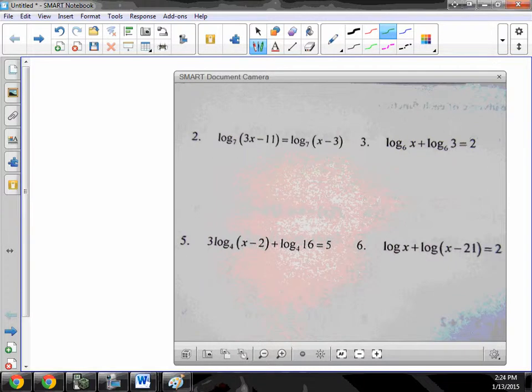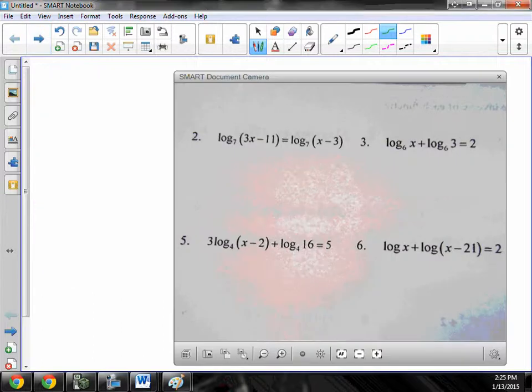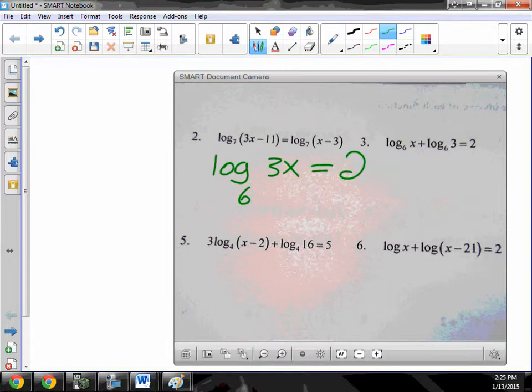So I have 2 log base 6s. Can I combine them into a single logarithm? Yes, using the product rule. And if you've forgotten it already, here it is. If we have log base 6 of something plus log base 6 of something, it's log base 6 of the product of those 2 somethings. So it would be log base 6 of 3x is 2.